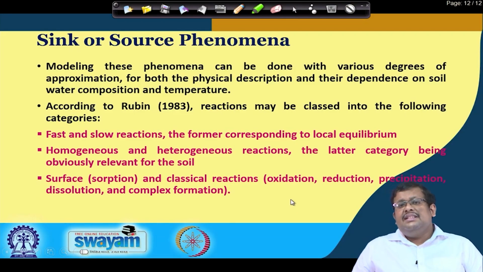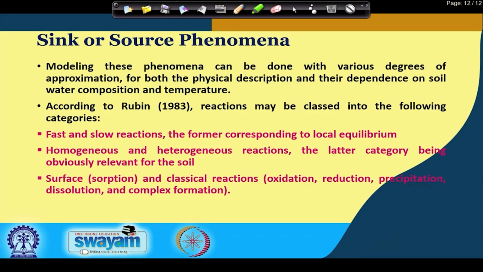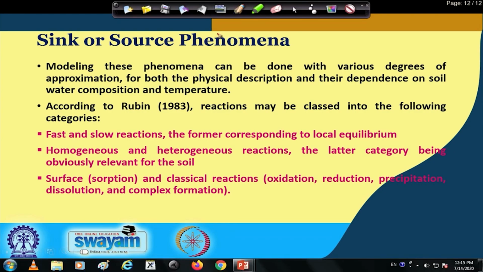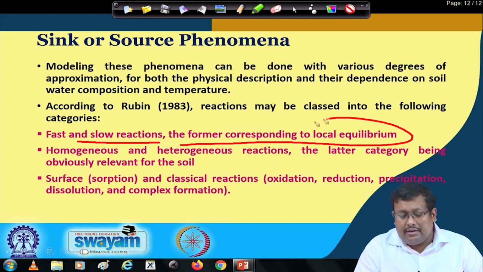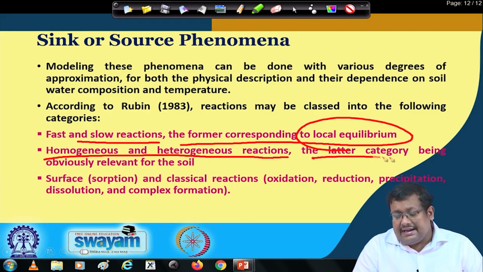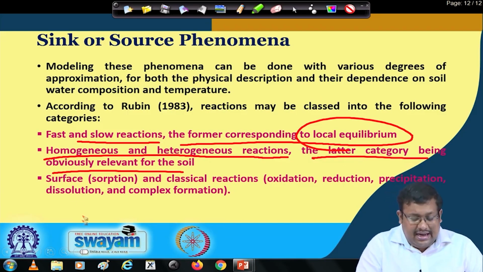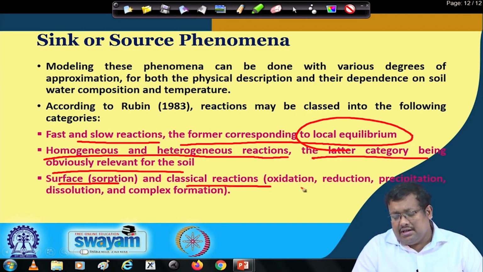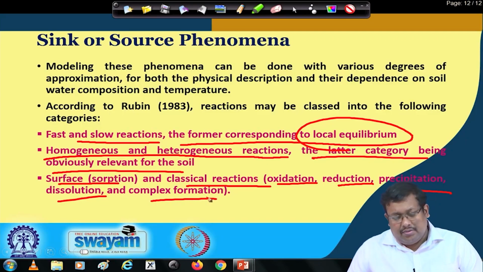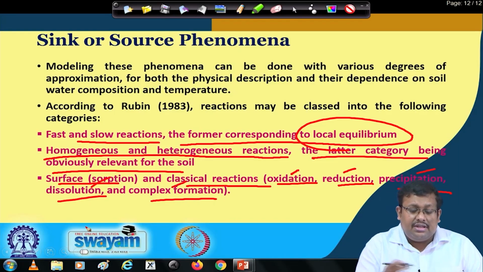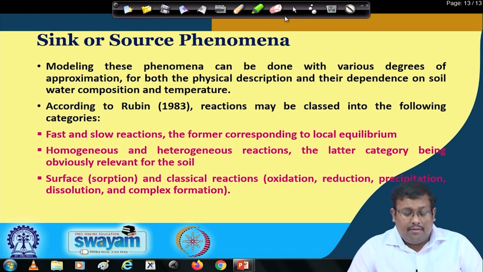Now, modeling these sink and source phenomena can be done with various degrees of approximation, for both the physical description and their dependence on soil, water, composition and temperature. Now, according to the scientist Rubin, reactions may be classed into the following categories. We can see there are some fast and slow reactions, the former corresponding to the local equilibrium, some homogeneous and heterogeneous reactions, the latter category being obviously relevant for the soil, and surface sorption and classical reactions, that is oxidation, reduction, precipitation, dissolution and complex formation. So, surface and classical reactions obviously include oxidation, reduction, precipitation, dissolution and complex formation. So, these are different types of sink and source phenomena we can see encountered in the pollutant fate and transport.